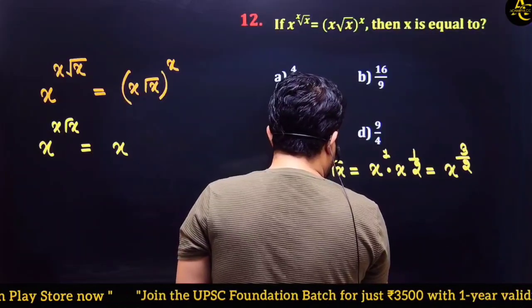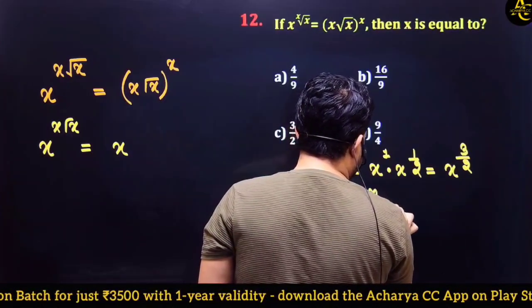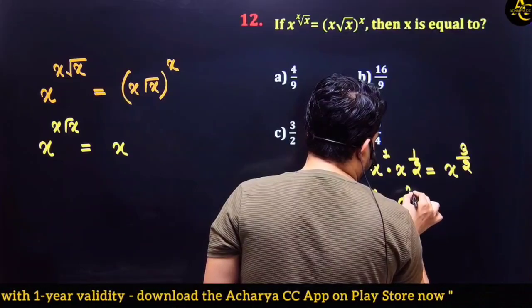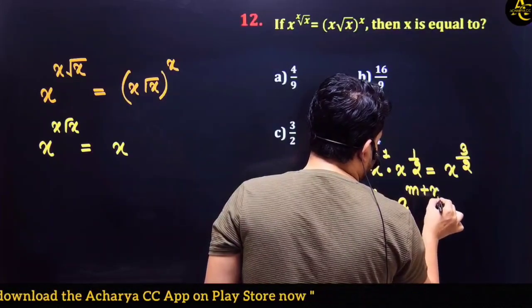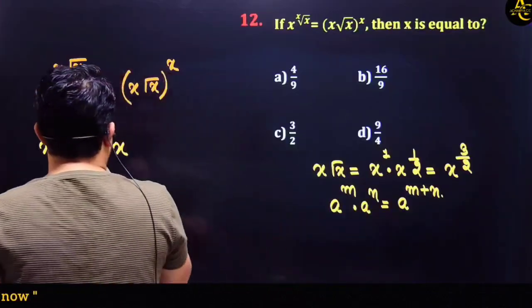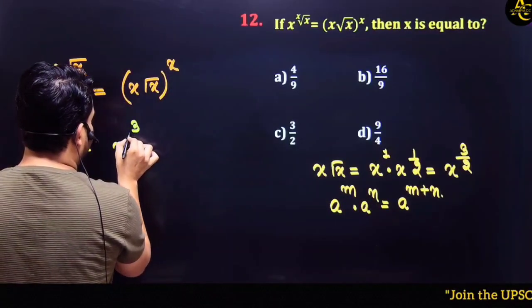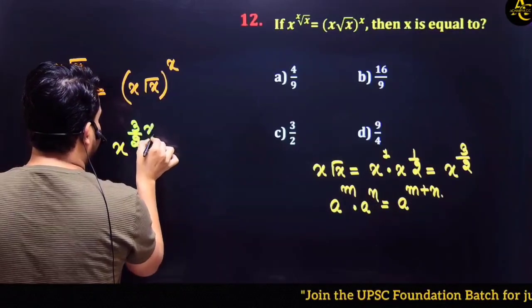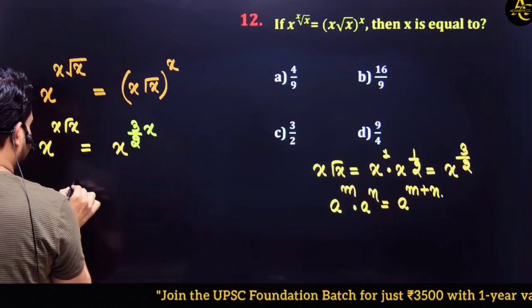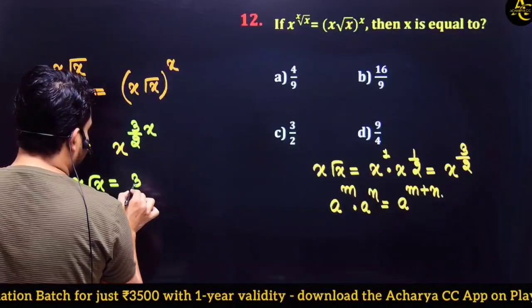If we have a to the power m and a to the power n, if the bases are the same, then the powers will be added, m plus n. This is the property used in this particular question. We can write it as x to the power 3 by 2, and we have x here. So both the bases are the same. I can write x root x is equal to 3 by 2 x.